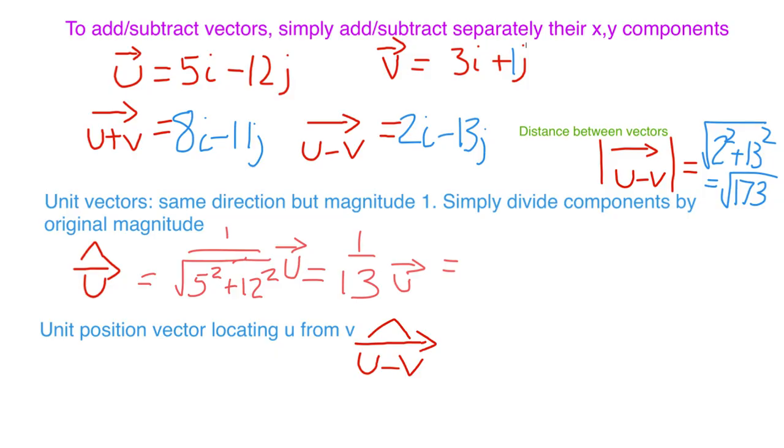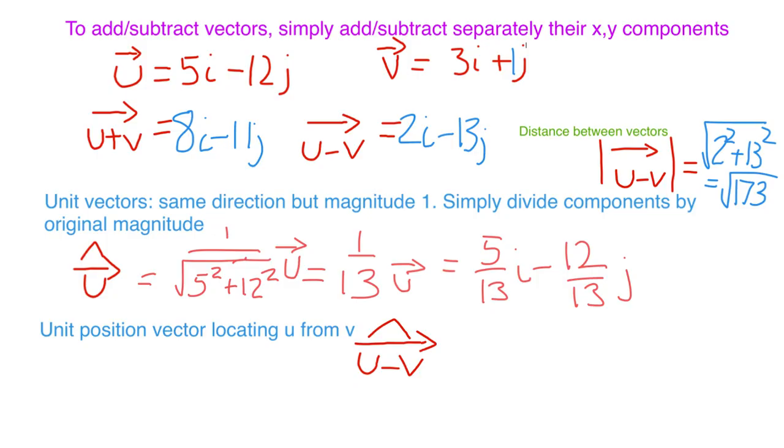I am just using scalar multiplication here. I go 1 over 13 times the x component, so that'll give me 5 on 13i, and then 1 on 13 times the y component. So you can easily check here that this vector has magnitude 1. It will have the same direction, same angle as the original vector u. It's just like a smaller version of u.